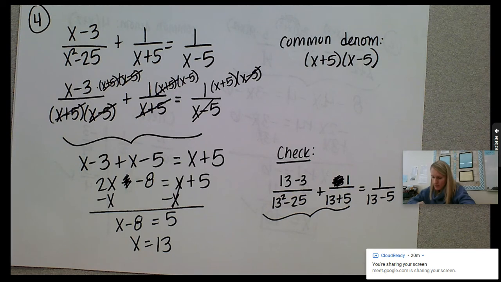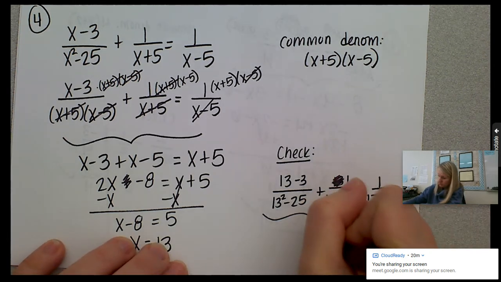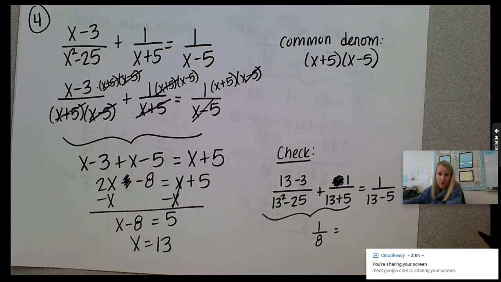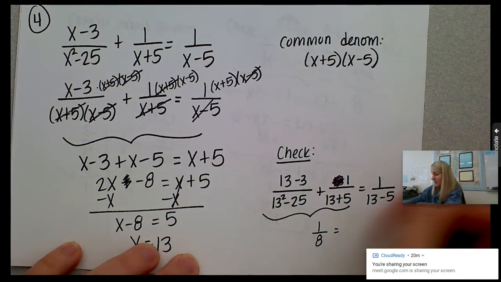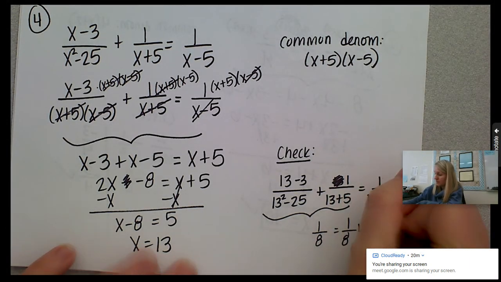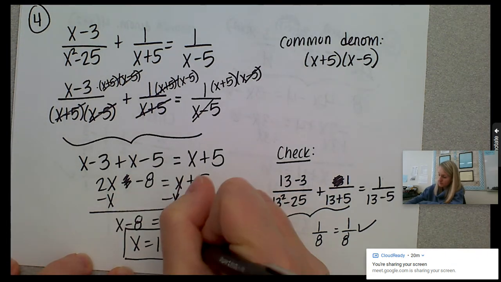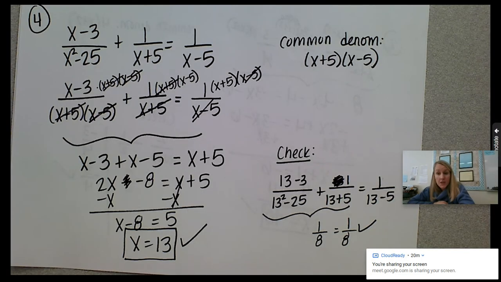If I have 13 minus 3, that's 10. 13 squared minus 25 is 144. So I have 10 over 144, and then I'm going to add 1 over 18. Let's see what I get. I got 1/8. Once again, I let the calculator do most of the work because those are some pretty gross numbers. And then this side, 13 minus 5 is 8. 1/8 equals 1/8, so I'm good. So this is my final answer, and I know that because I checked it. So that would be number 4.